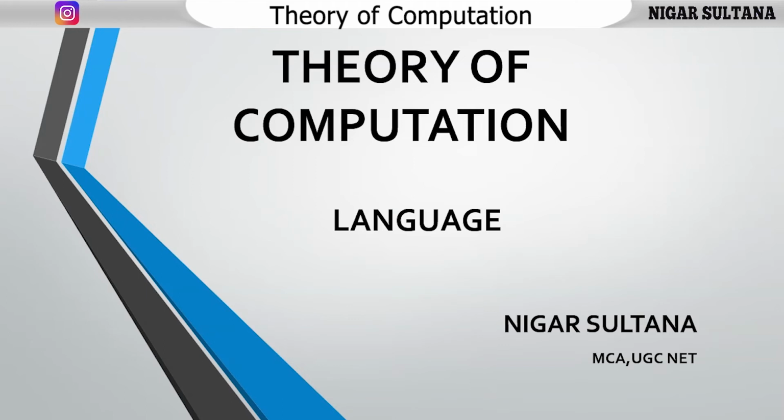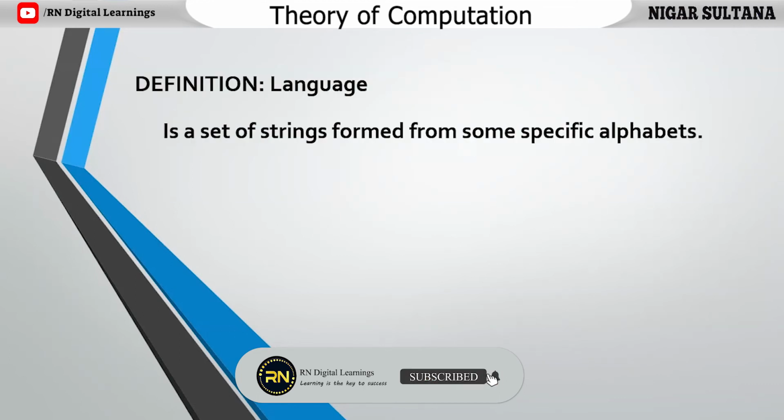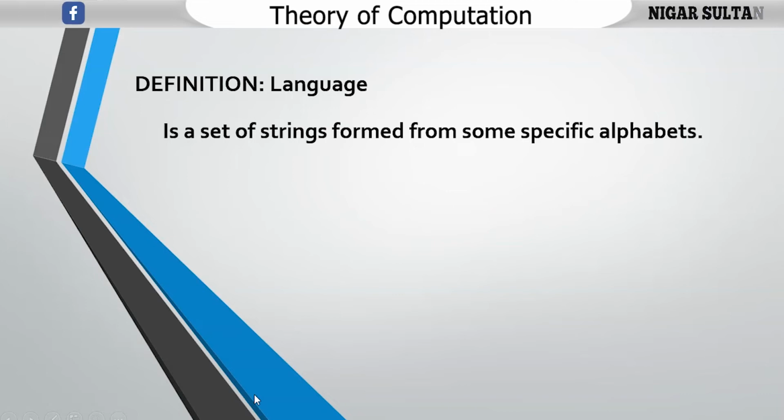Today, let me begin with a new topic, that is language. In our previous video, we learned the terminologies, and in terminologies I explained what a language is. A language is a set of strings formed from some specific alphabets. I told you what an alphabet is, what strings are, and what symbols are in our last video. Now let's see what a language is. So these are the set of strings which have some specific alphabets.